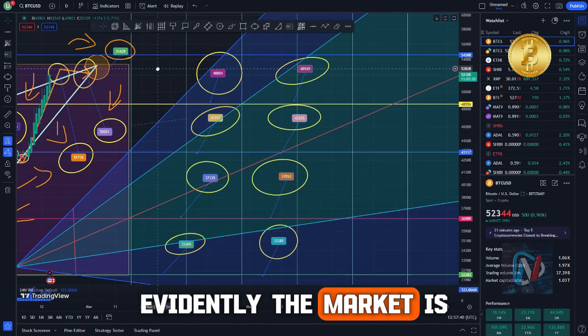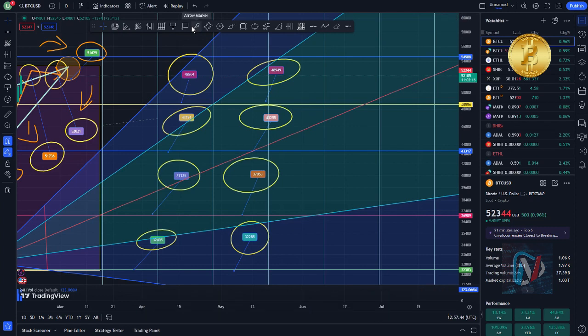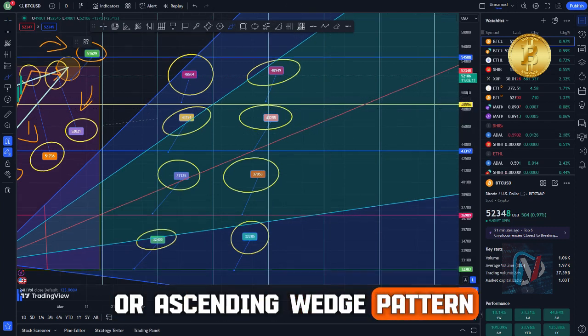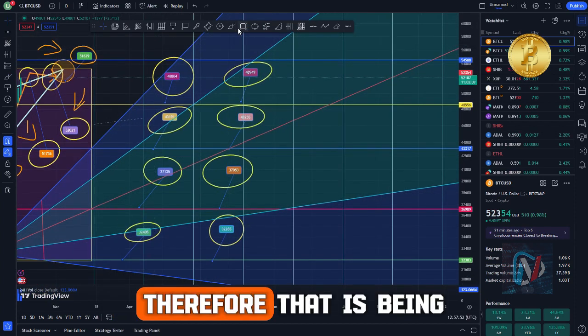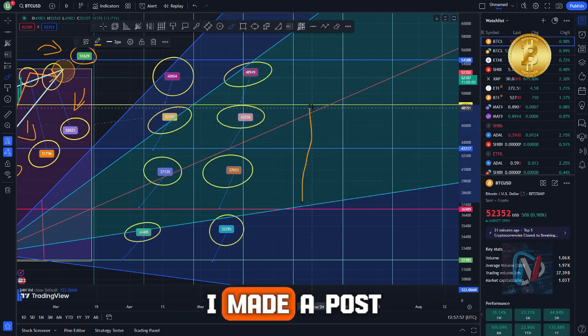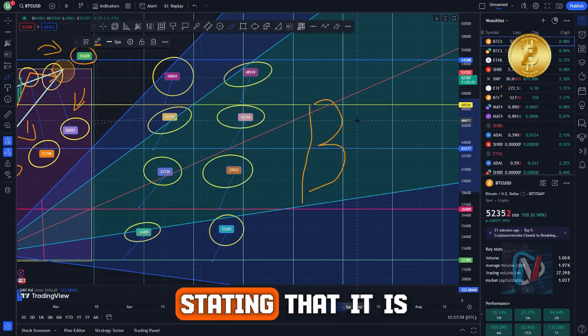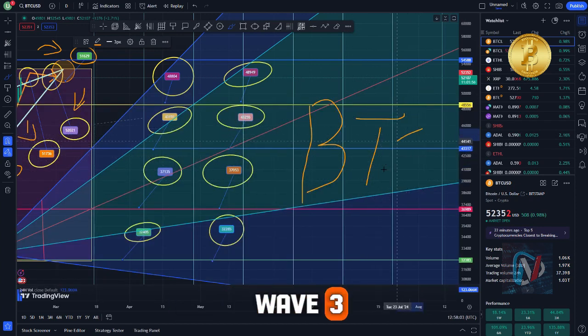Evidently, the market is showing some respect for this pattern that we have been observing on the chart, which is a trend channel or ascending wedge pattern, also known as an ascending broadening wedge. Therefore, that is being honored at the moment. Just earlier today, I made a post on both Discord and Telegram stating that it is quite probable that this is the fifth wave of circle wave 3.